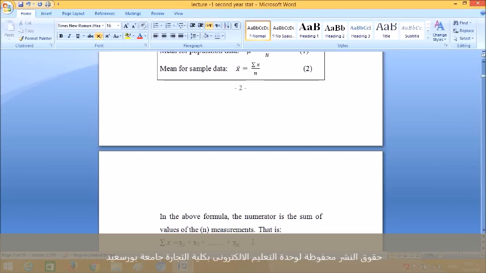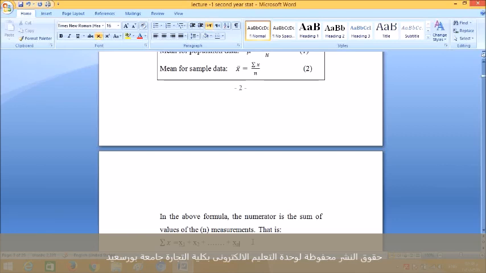So, mathematically, the sample mean looks like the population mean. All of them equal sigma x over n. X is the observation, so sigma x is the summation of all observations, and n is the number of observations, the number of data sets which we deal with.